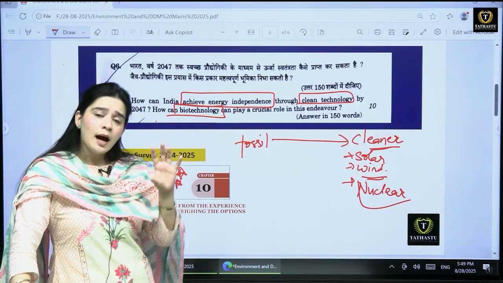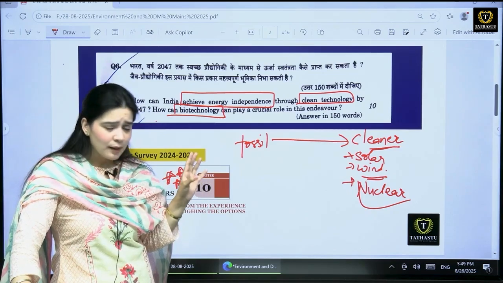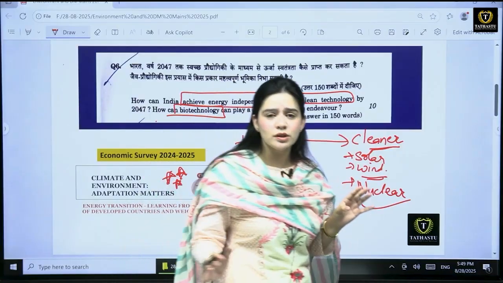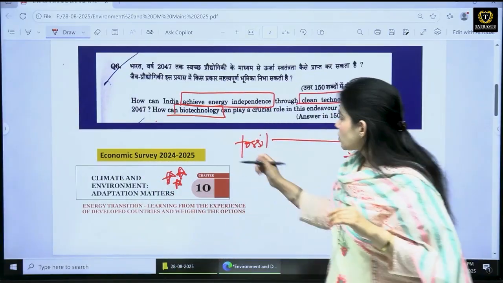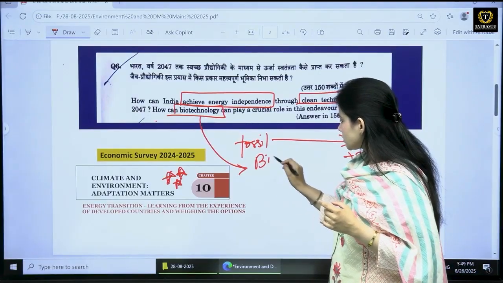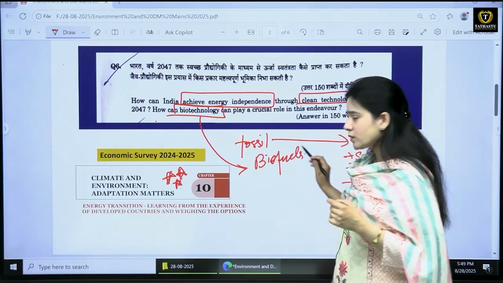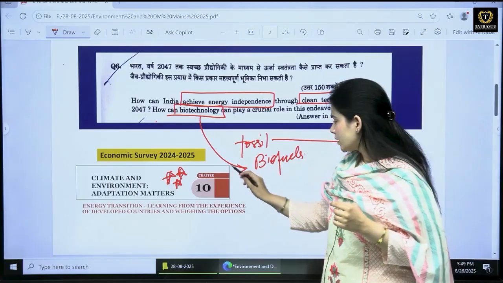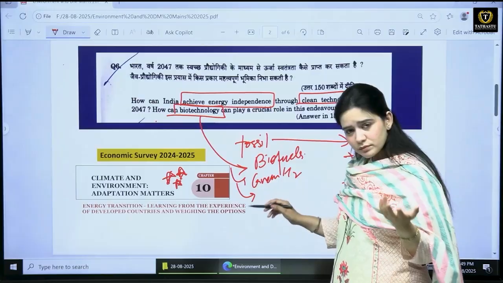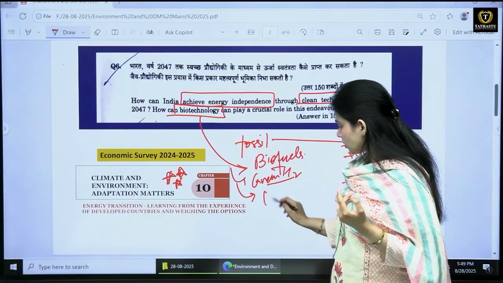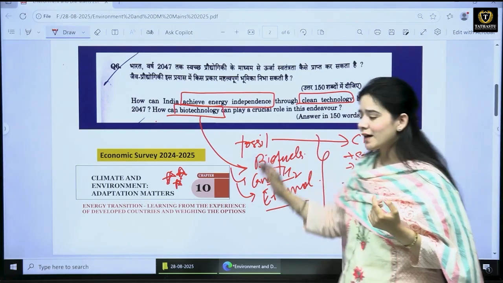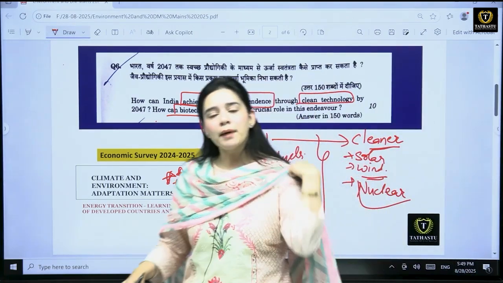Alright, and along with that, the second method is biotechnology. How can we utilize biotechnology? We have studied that we have biofuels. We are utilizing biofuels, with first, second, third and fourth generation biofuels. We are working on green hydrogen plants. Then we have the ethanol blending program. All of these are areas where you are utilizing biotechnology.